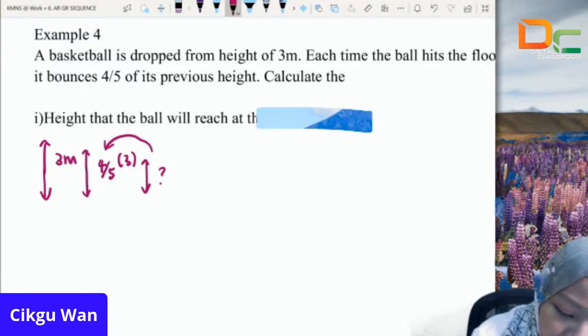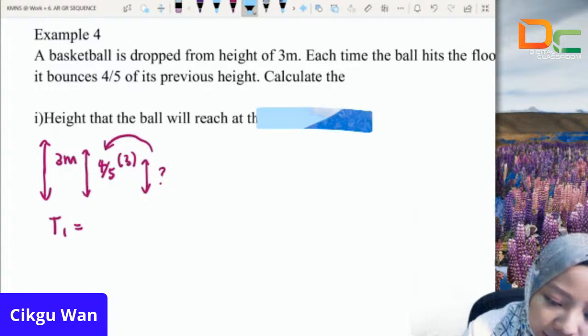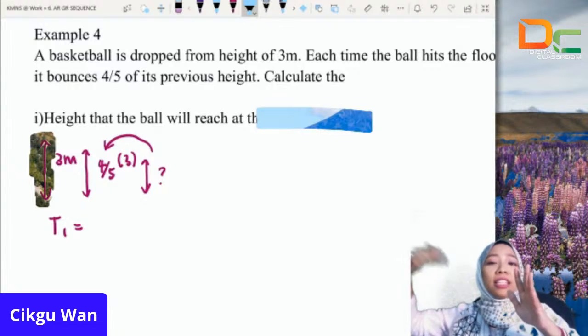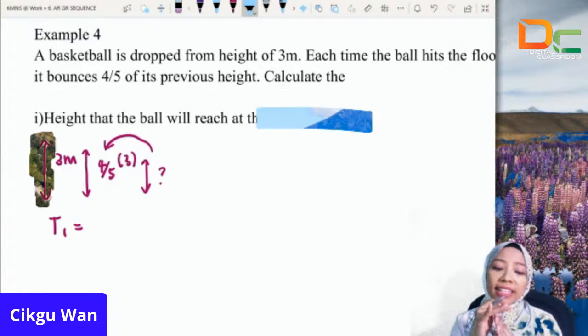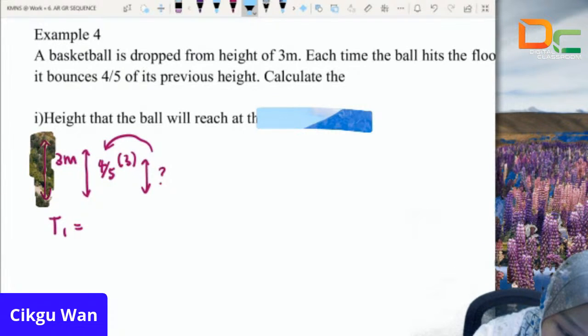Alright, I continue. Okay, so T1 equals to, okay, sekarang ini tak kira ini tak kira. Ini kita tak kira sebagai dia starting dia menurun, tidak kita tak kira. Our n is when the bouncing is 4/5 from the previous. Okay, so 4/5.